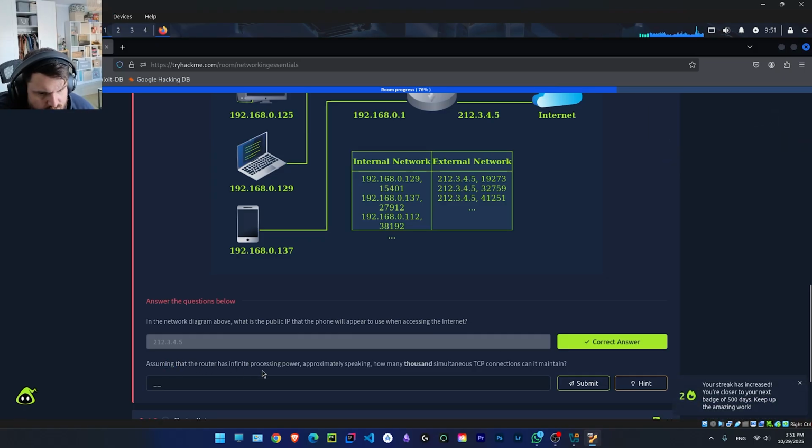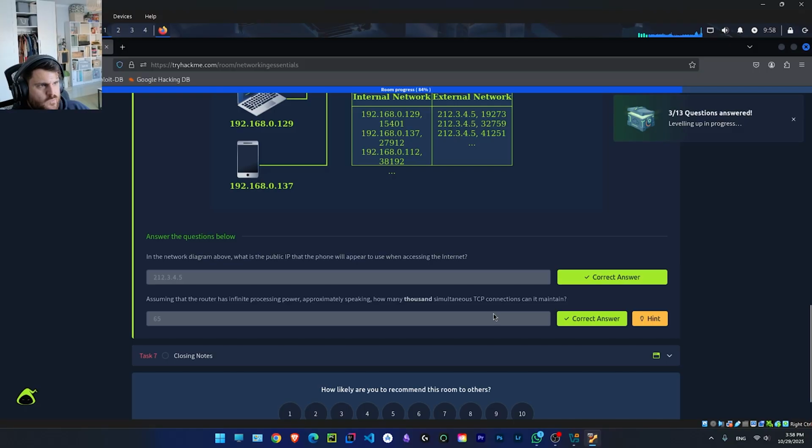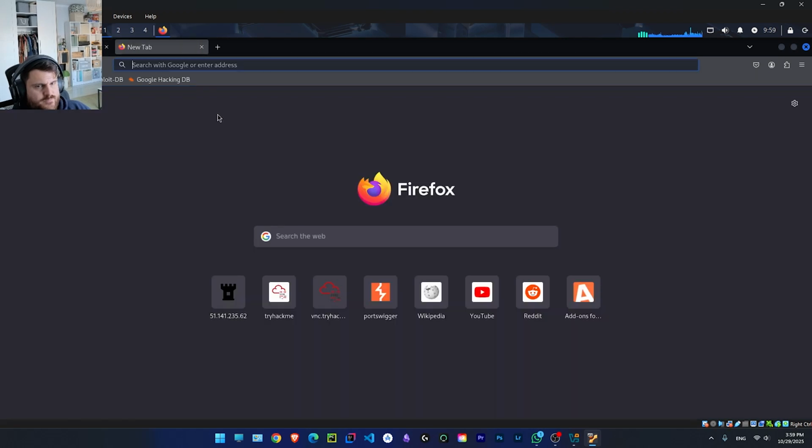Assuming that the router has infinite processing power, approximately speaking, how many thousand simultaneous TCP connections can it maintain? Why 65?